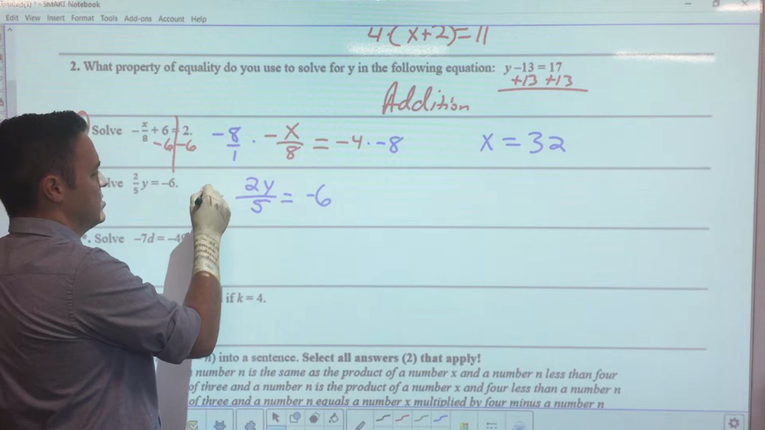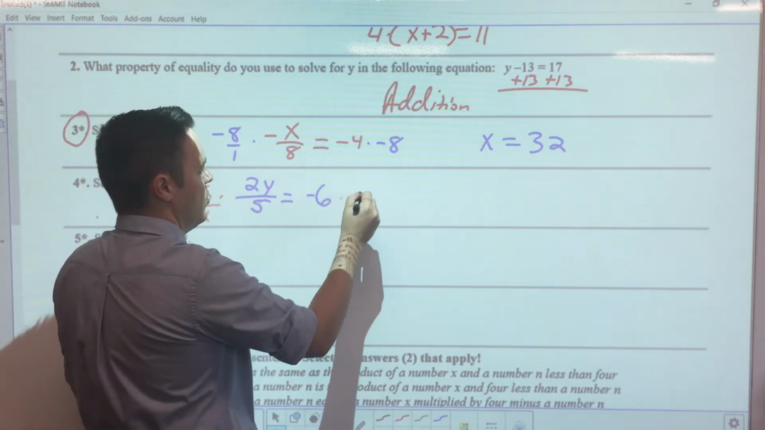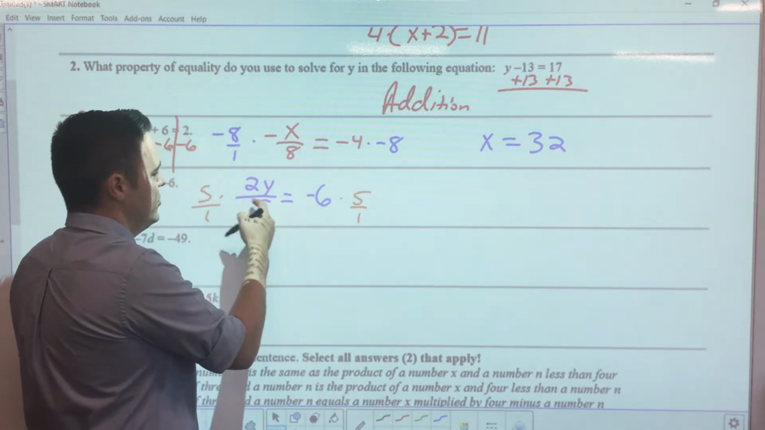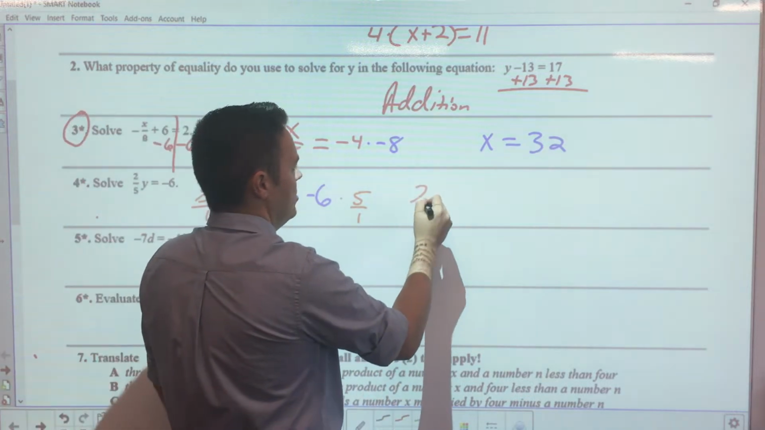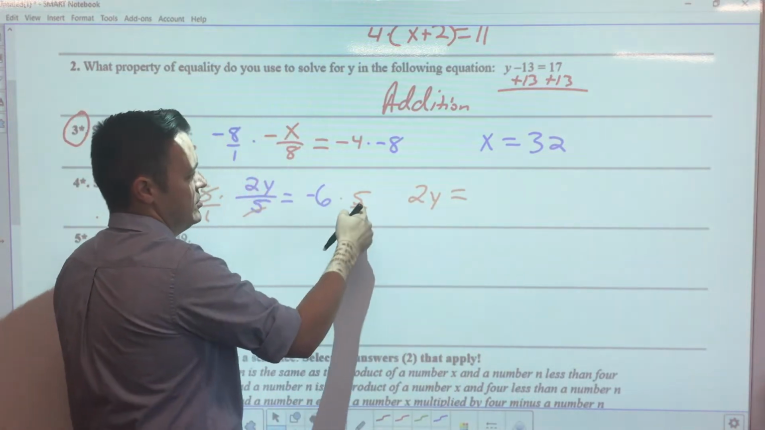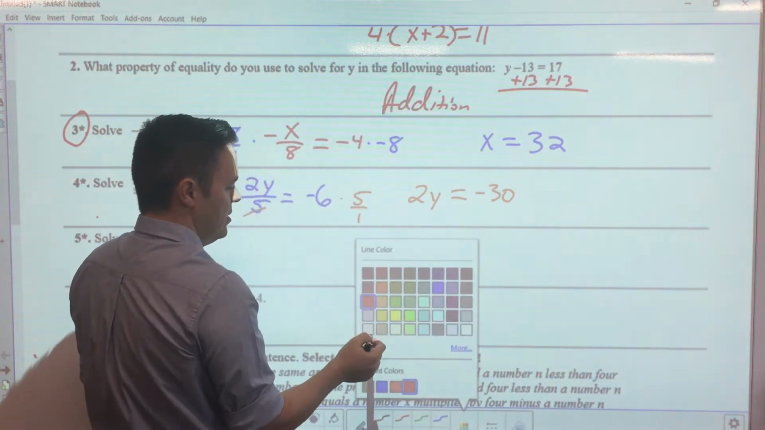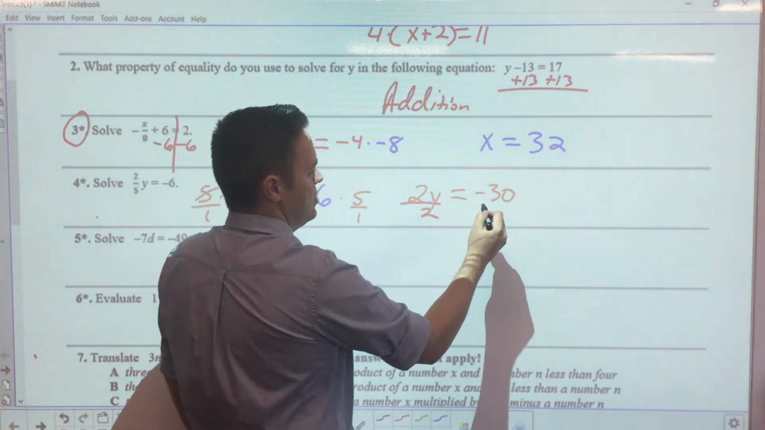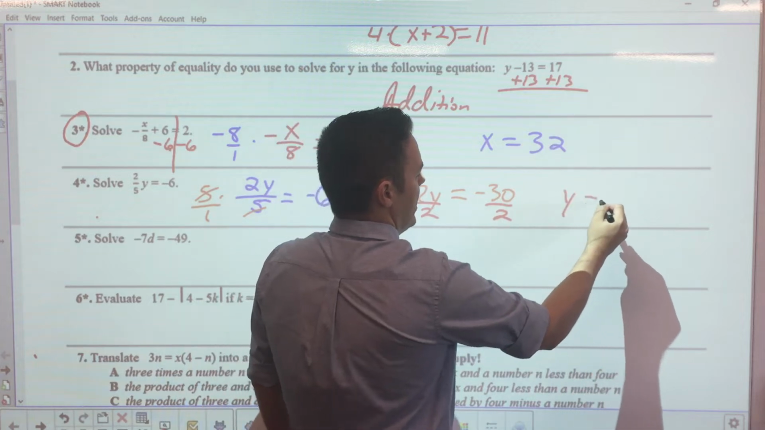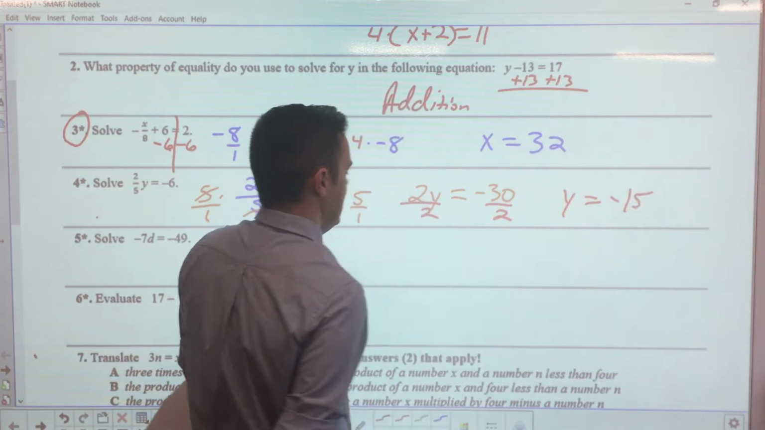so we'll do old school. Get rid of the fraction first. So multiply both sides by 5 over 1. If you do that, ladies and gentlemen, the 5's cancel out. You have 2y equals negative 30. All right, and then you have what? Divide by 2, divide by 2, y equals negative 15.